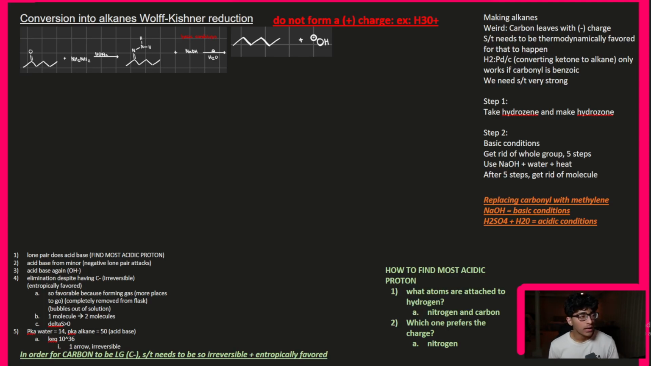Alright, we're gonna make an alkane. Go to the last video in the playlist. You need to know how to make a hydrazone. There are two steps for the Wolf-Kishner reduction. The first step is making the hydrazone, literally this thing. I'm not gonna go over that; we already did that in the last video. I'm just gonna go over how to go from this hydrazone, an amine type thing, to an alkane.